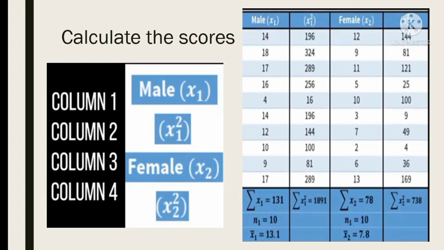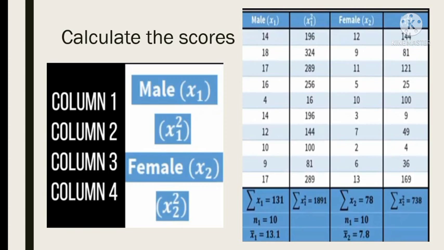1891. Looking at column number 3, which pertains to the second group, the female x sub 2, with the same process as with the male or x sub 1, we're just going to add all of the scores of the females, and that will lead us to the summation of x sub 2 that equals 78, and then n sub 2, the sample size, which is 10, and then x bar sub 2, which is computed from the summation of x sub 2 all over the sample size 10, which gives us the mean of group 2, which is 7.8.